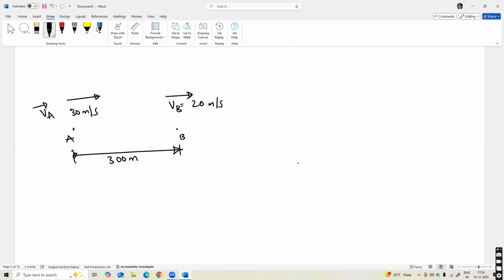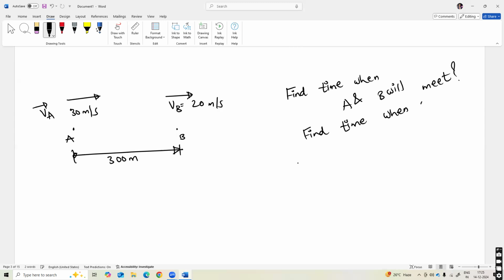Now the question is, find the time when A and B will meet, or they can ask, find the time when A will cross B. Both are the same questions. Find the time when A will cross B.